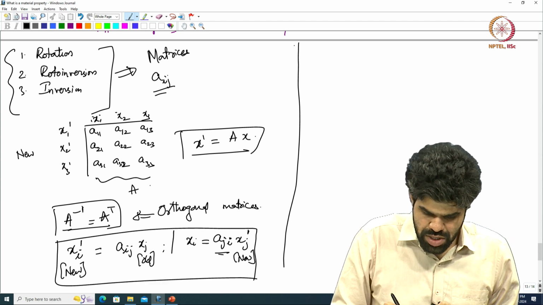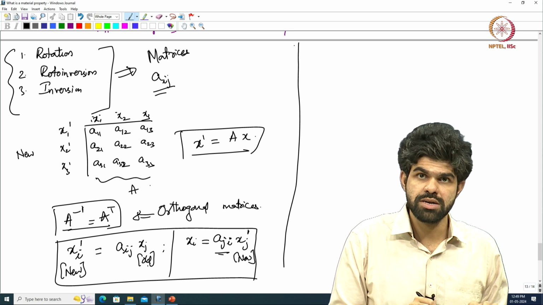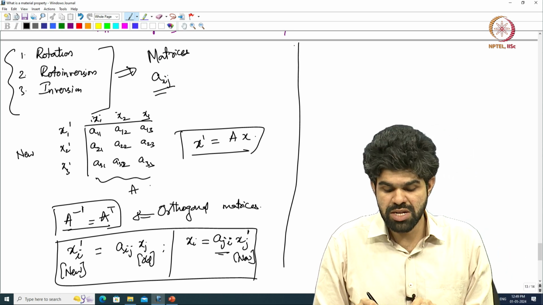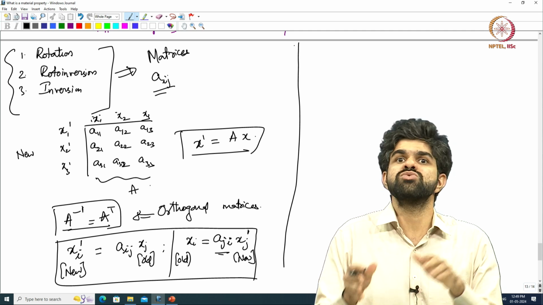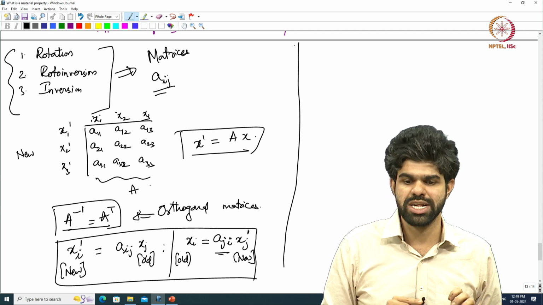Okay. So, this is how you transform from old indices to new indices of the same vector in the new coordinate system, and this is how you transform from new indices in the new coordinate system to the older indices in the older coordinate system. Okay. So, these are the two expressions.